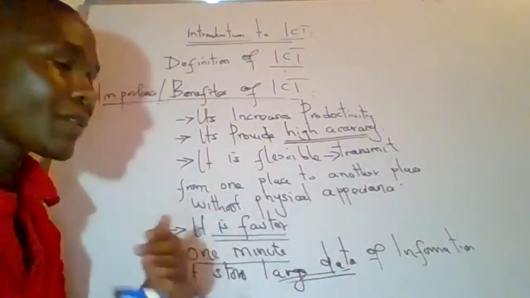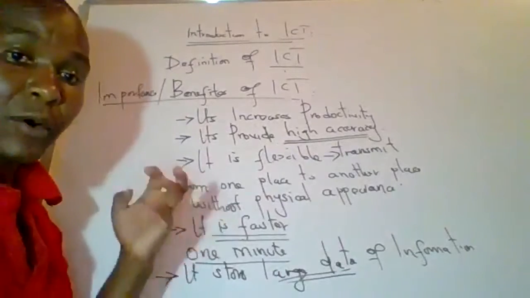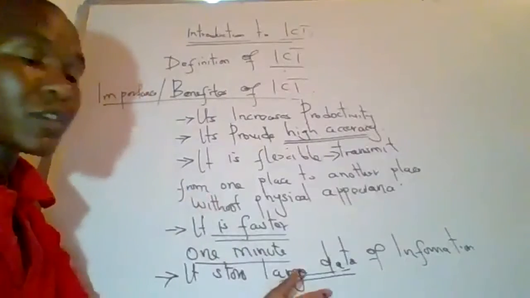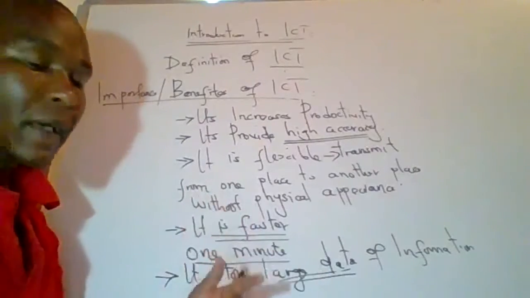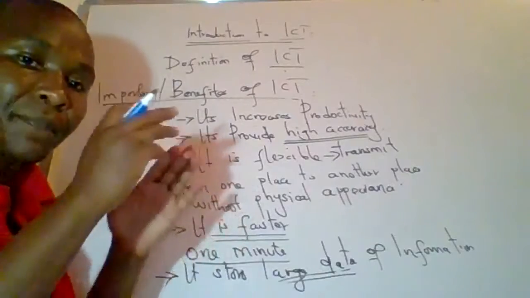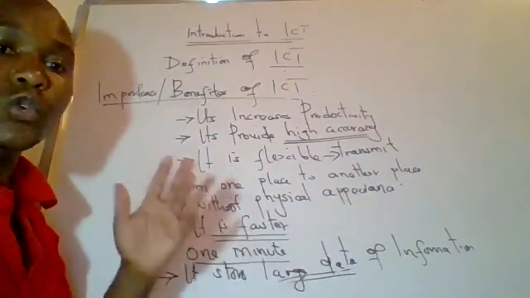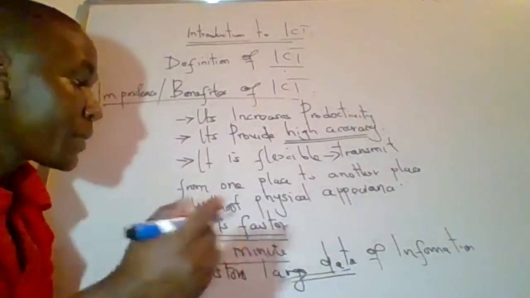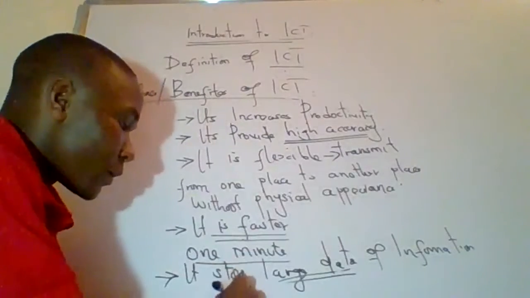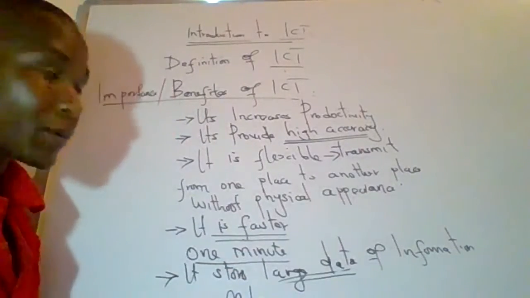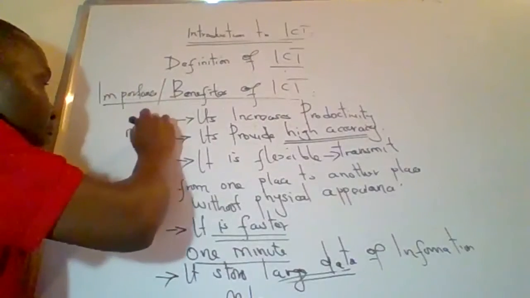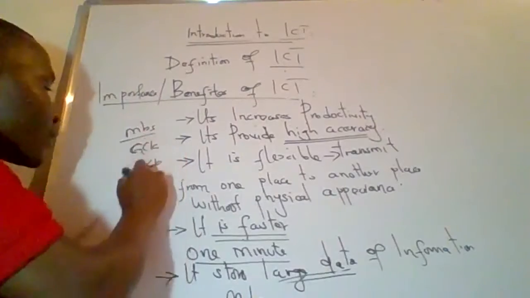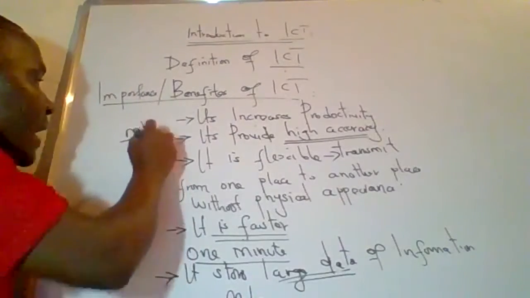So if we continue adapting the old method of storing data using box files, it will consume a lot of space. But in a computer, like in Excel, you can store more than 200,000 records within a small storage. Space in every computer, we call it MBs, GB, KB. So we call it gigabyte, kilobyte, and megabyte.